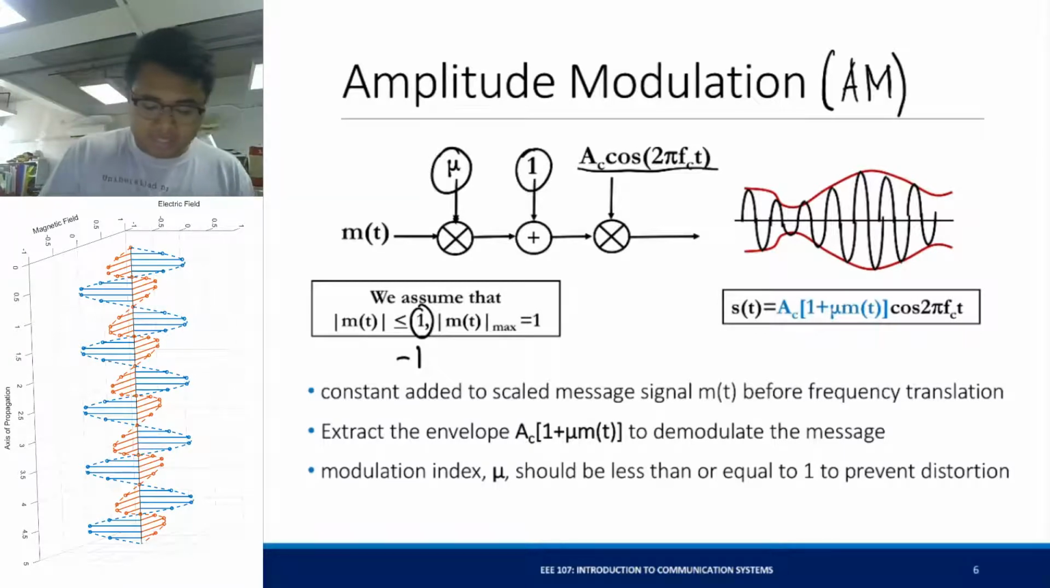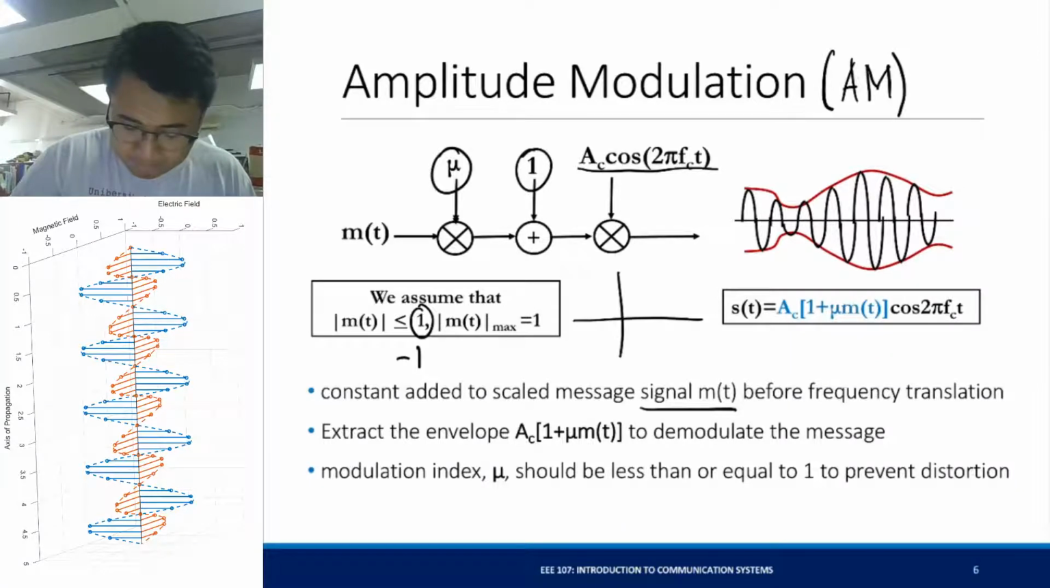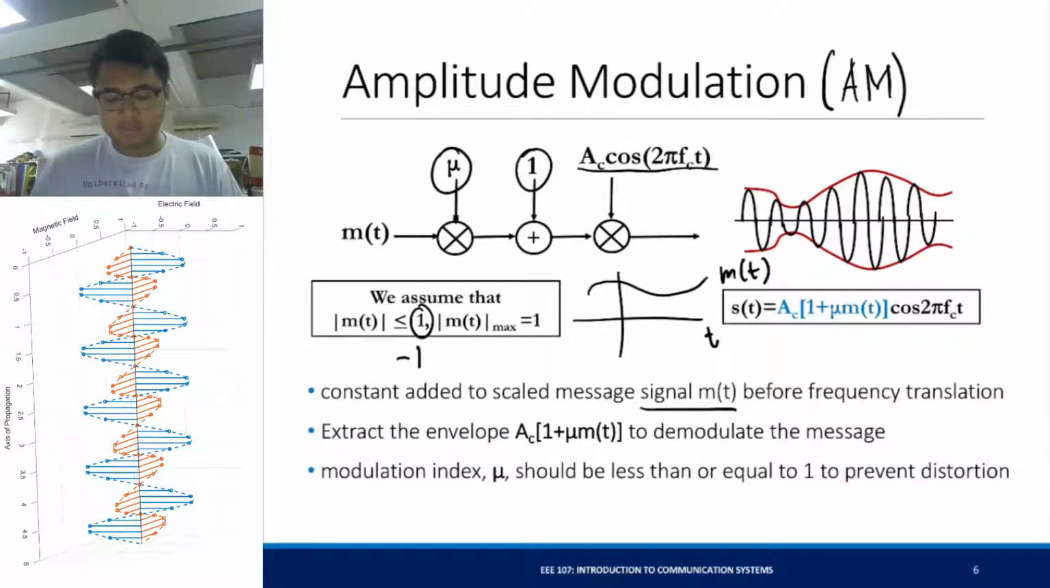The constant is added to the scaled message signal before frequency translation, such that the message signal will be above the t-axis. Right? So this +1 right here translates the signal above the t-axis, and this is essential when we're talking about amplitude modulation. This will be apparent why it is essential in the succeeding slides.